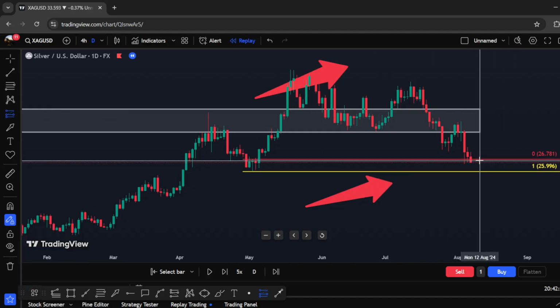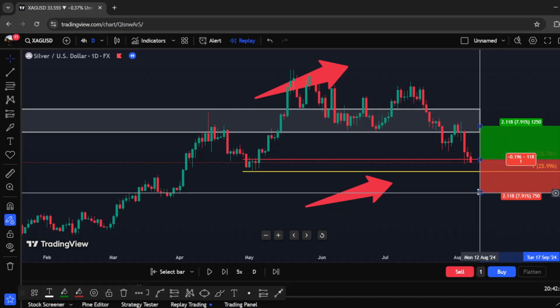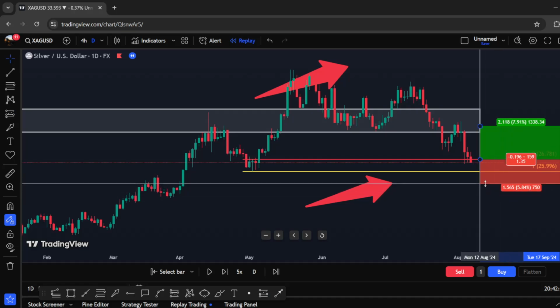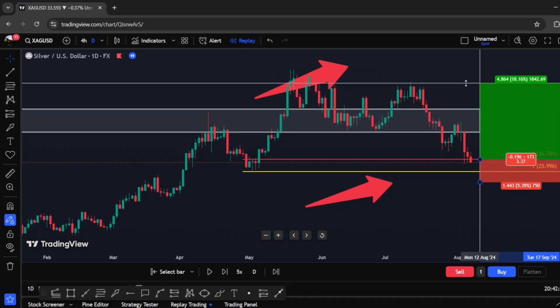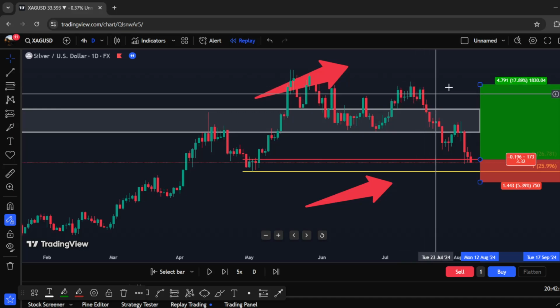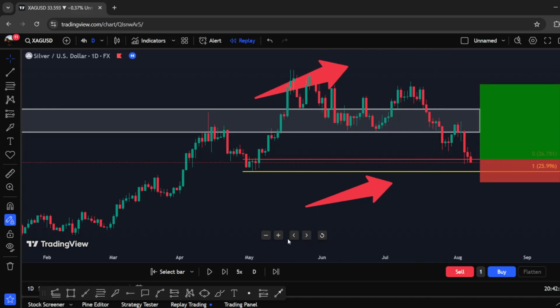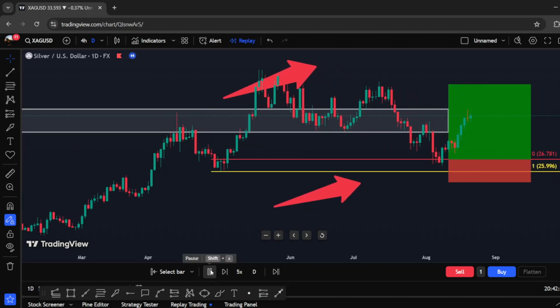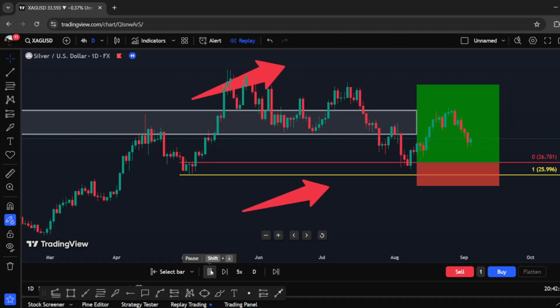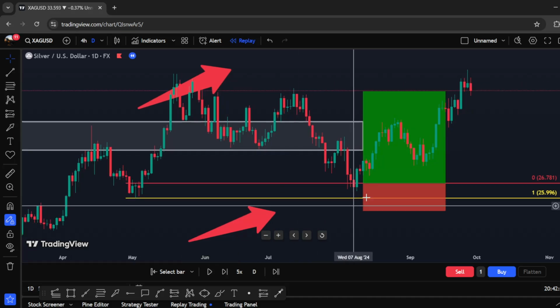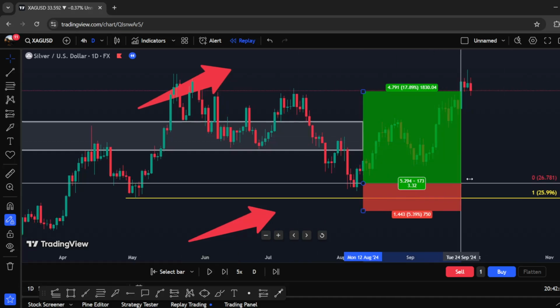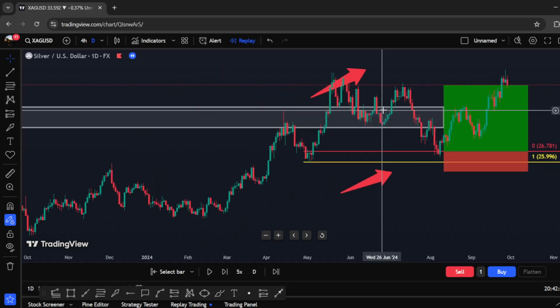Okay, so we take a long trade right here, and then our stop goes below the demand zone like so, and then you target this high right here. Okay, so let's play it. Your TP was successfully hit.